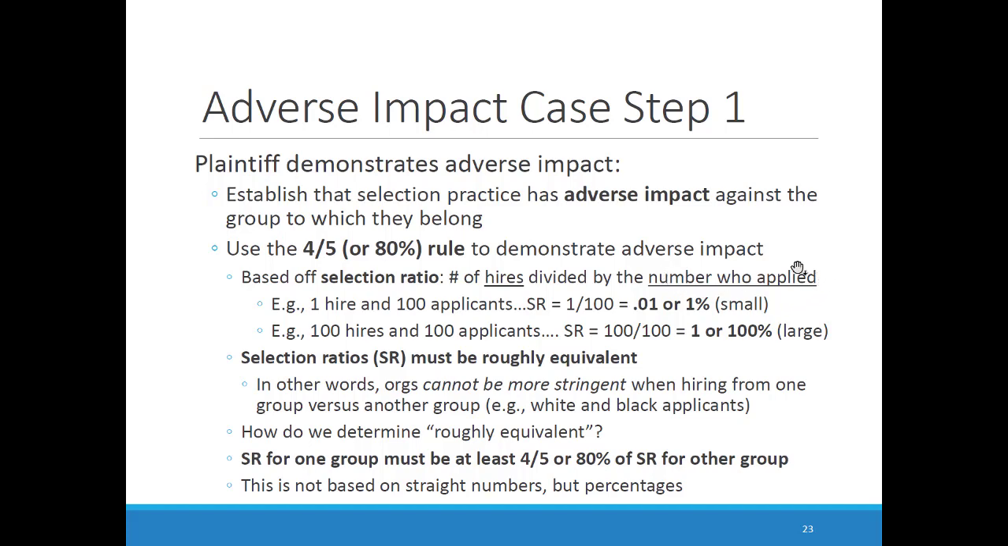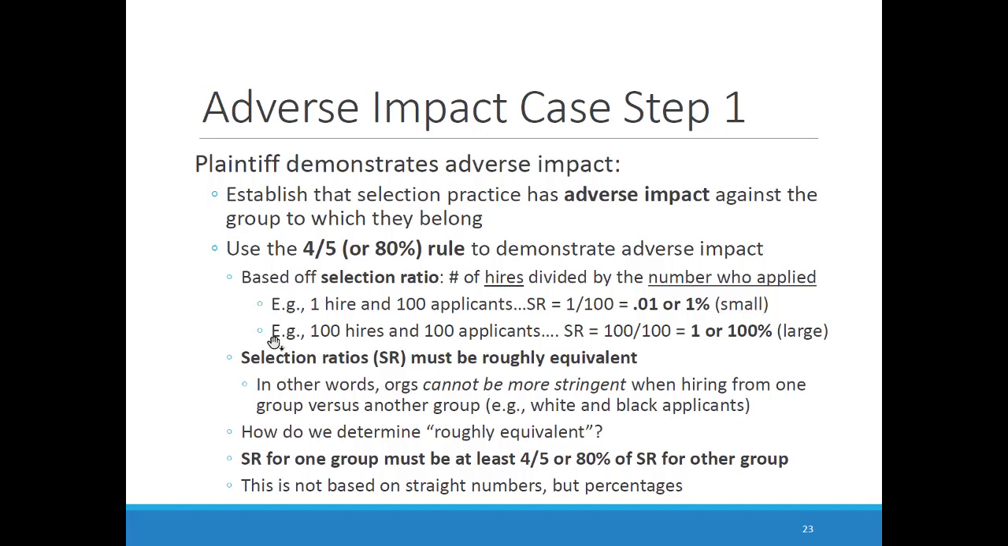So the number of people who were actually hired divided by the number of people who were applicants for that position. For example, if I only hire one person and I have 100 applicants, and this scenario is very common in academia. When we hire a new faculty member, we are typically only hiring one person, but we might have 100 applicants or more for that position. In this case, our selection ratio is one hire divided by 100 applicants, and that results in 0.01 or 1%. Our selection ratio in this case is 1%, which is very small.